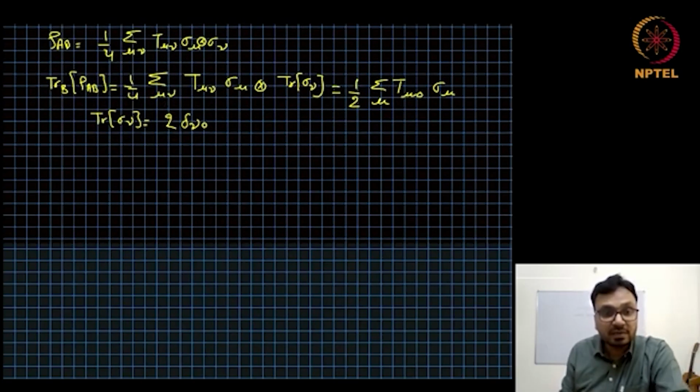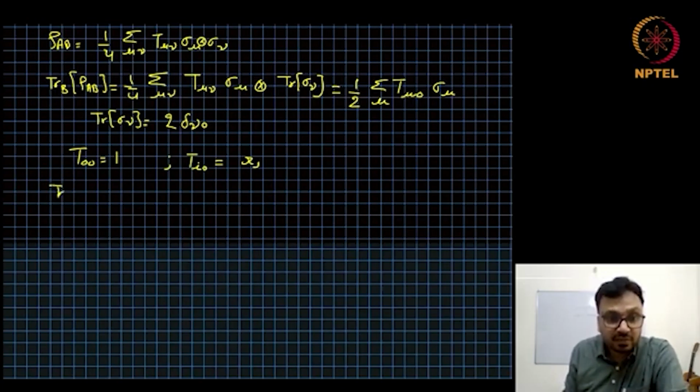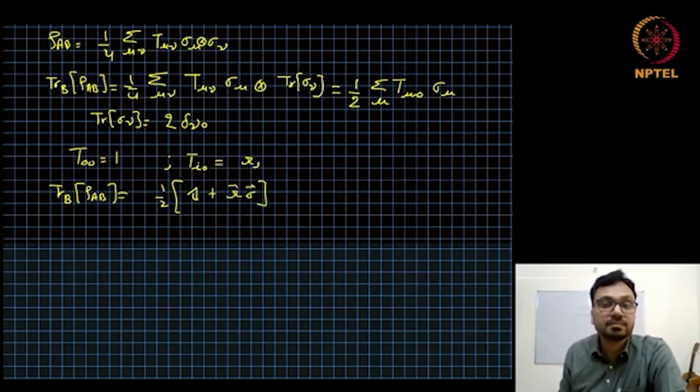Now let us compare it with the Bloch representation. T_00 is 1, T_i0 is R_i. So we have the trace over B of ρ_AB to be 1/2 times identity plus R vector dot sigma vector. And this is precisely ρ_A.